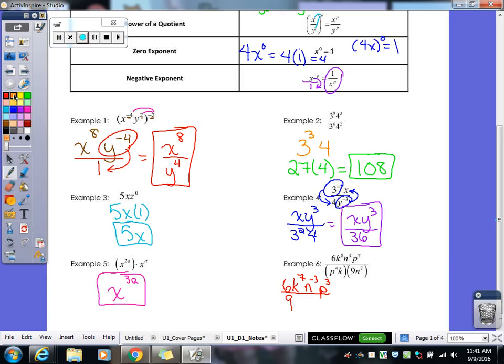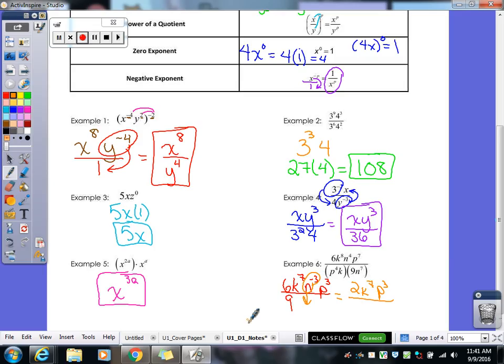So now we have one thing to move. What do we have to move? The n, perfect. So n to the negative 3rd, that's going to get moved down there with the 9. Now can we reduce the 6 and the 9 though? Try to do two things in one step. Is there a number that goes into both 6 and 9? 3. So 6 divided by 3 gives us 2.